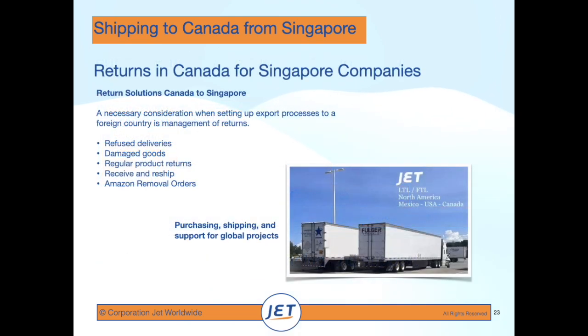Jet Worldwide provides Canadian logistics support. This can include receiving returns, Amazon removal orders, forwarding across North America, or shipping back to Singapore. Basically, if you ever ask the question, wouldn't it be great if we had a local partner in Canada and North America? Well, now you have the answer.